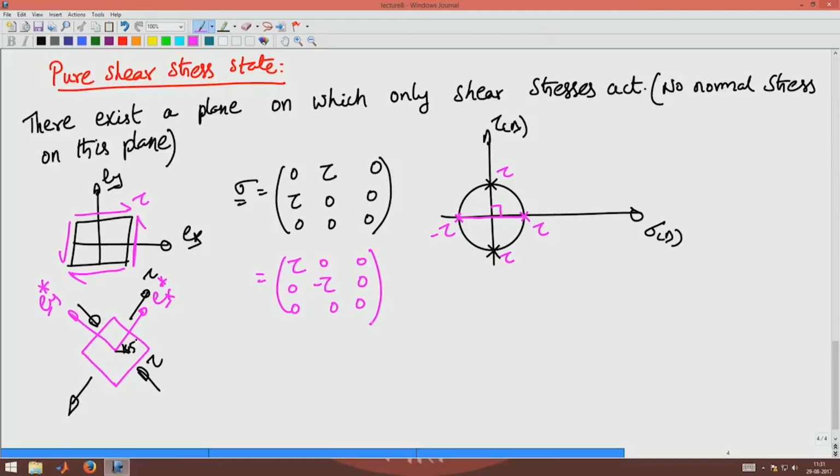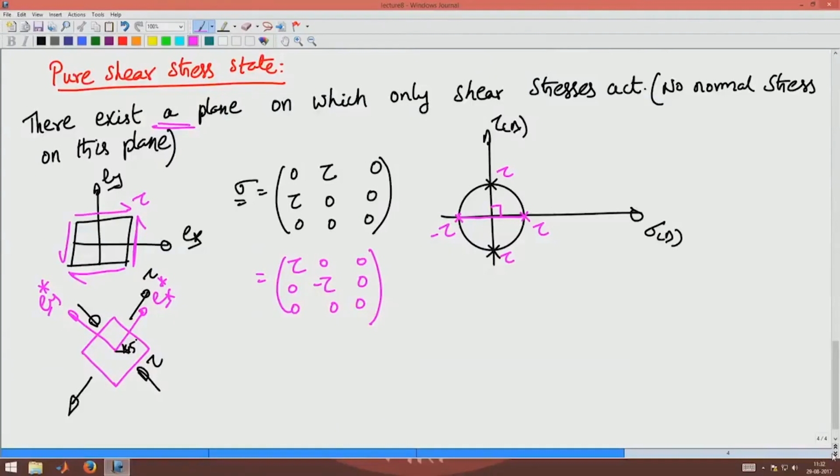Okay. So, what we are saying is there exists only one plane, at least one plane, in which there are no normal stresses, that is the key word. Okay. There is only one plane in which there are no normal stresses. There might be other planes in which normal stresses will occur, there will be planes in which there is no shear stress, even though the state of stress is a pure shear.